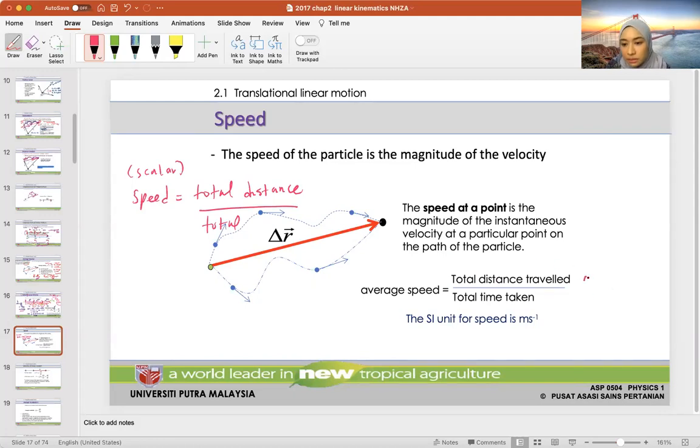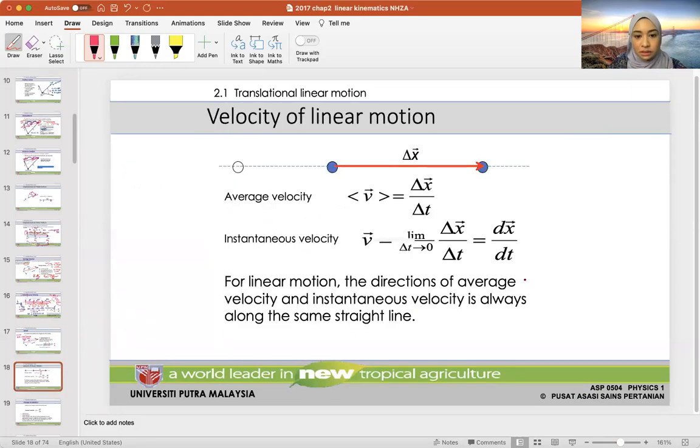So distance is in meter, total time is in second. So your unit is the same as velocity, which is meter per second. Sama je, cuma speed does not have direction and the equation is distance over time. Dia bukan displacement. Okay, so that's the difference.